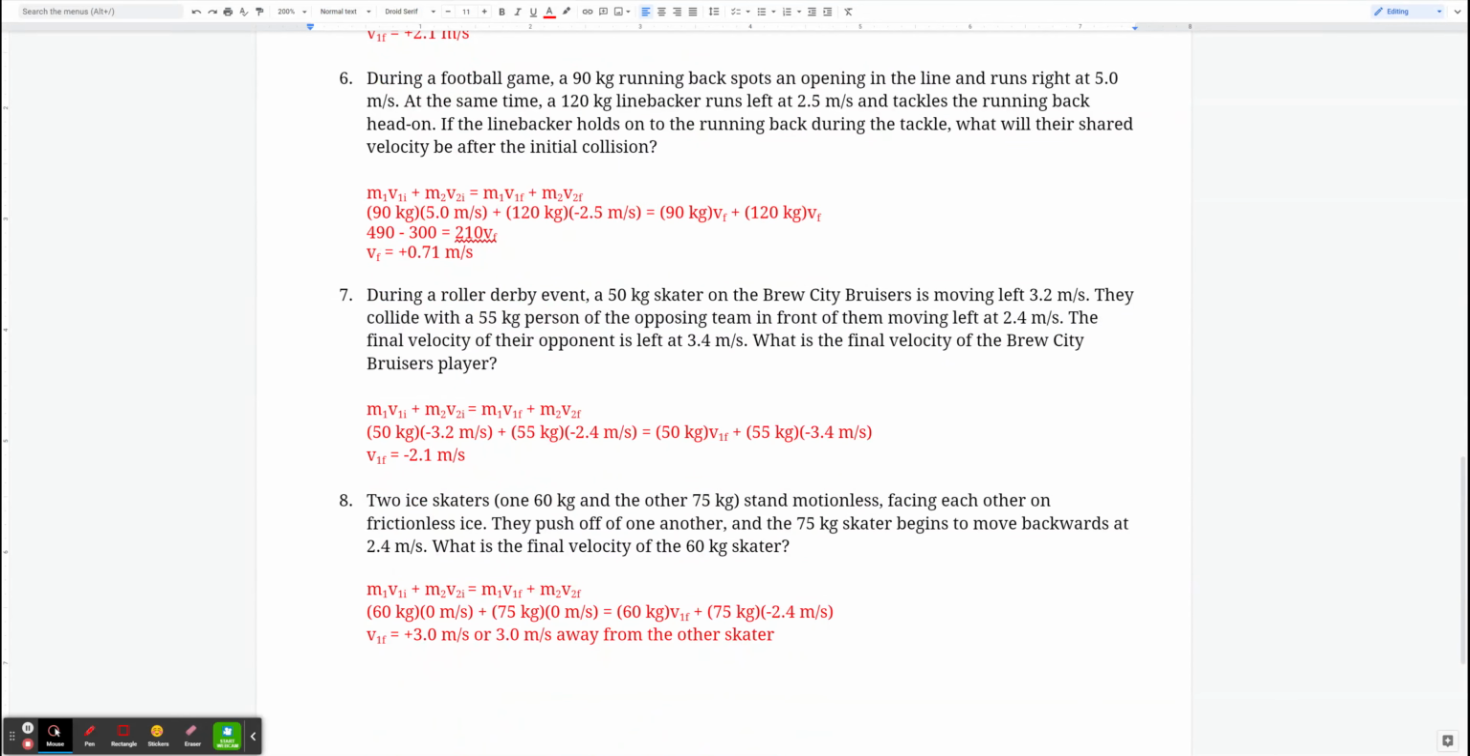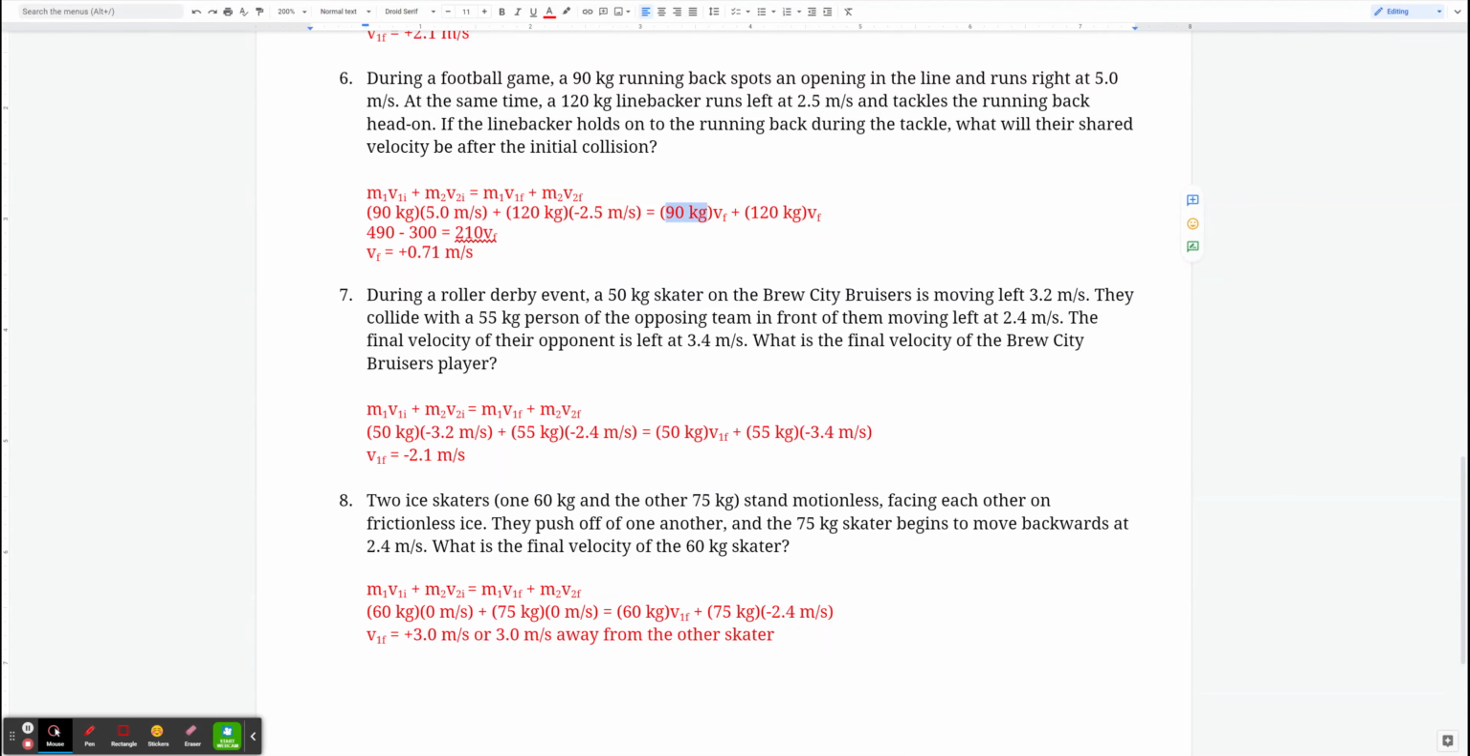All right, continuing on, we have a 90 kilogram running back. They're running right at 5 meters per second. So here we go. The running back's momentum initially is 90 times positive 5. The linebacker runs left at 2.5 meters per second, and they're 120 kilograms. So that's why we have 120 times negative 2.5. And then at the end, it says the linebacker holds on to the running back. So that means they're going to stick together, and we want to find their shared velocity.